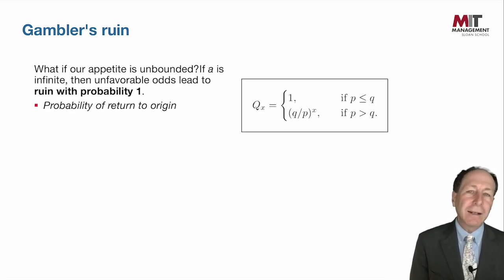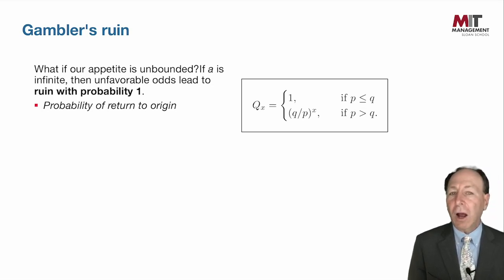What if our appetite for risk is unbounded? That is, suppose that A is infinite and we want to keep playing and just see how much money we could get. Well, it's pretty clear that if the odds are unfavorable, we're never going to get all the money. We've set ourselves an impossible task. And in fact, our probability of ruin goes to 1. In the case where the odds are in our favor, we can compute what the ruin probability is and get something potentially that's less than 1.